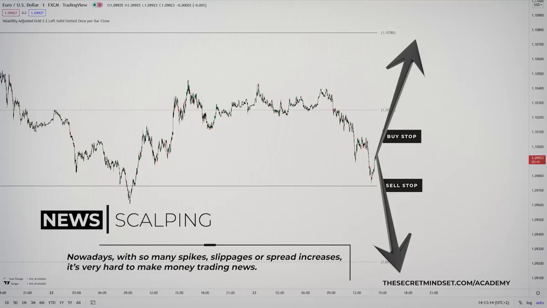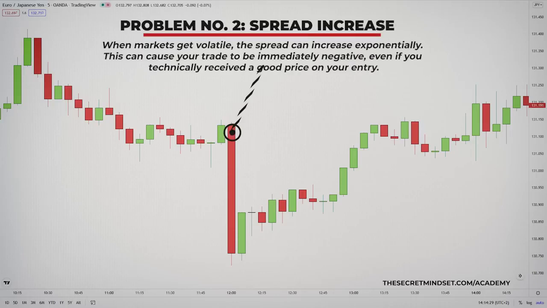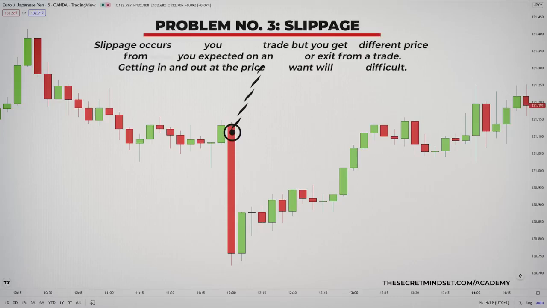But nowadays, it's very hard to make money trading news. In hindsight, news spikes look very obvious, but in the heat of the moment, and the moments leading up to the news, it can be very hectic and even confusing at times. With a variable spread broker, the problem with news trading is that when markets get volatile, the spread can increase exponentially. This can cause your trade to be immediately negative, even if you technically receive a good price on your entry. Slippage is another major problem when scalping news.